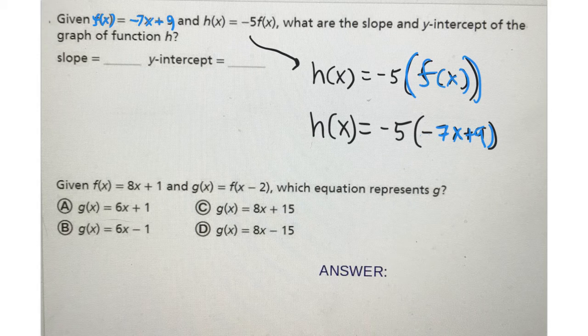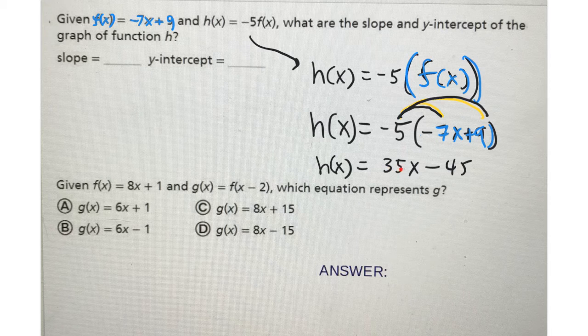Let me erase that because that contributes to the messiness. What you have to do is distribute that negative 5 into everything. So this becomes negative 5 times negative 7x, so that's going to be positive 35x. It's going to be negative 5 times positive 9, so that's going to be negative 45. So h of x, really, you could say, is equal to 35x minus 45.